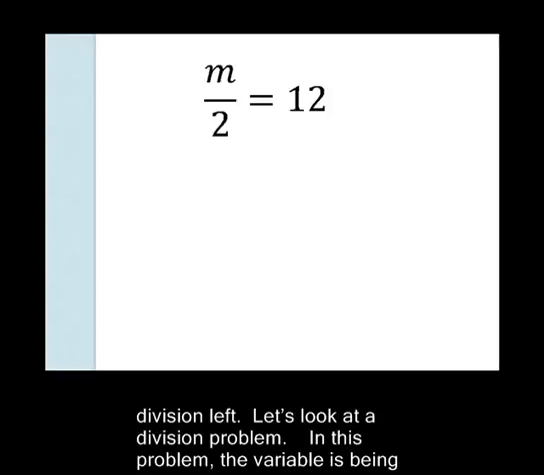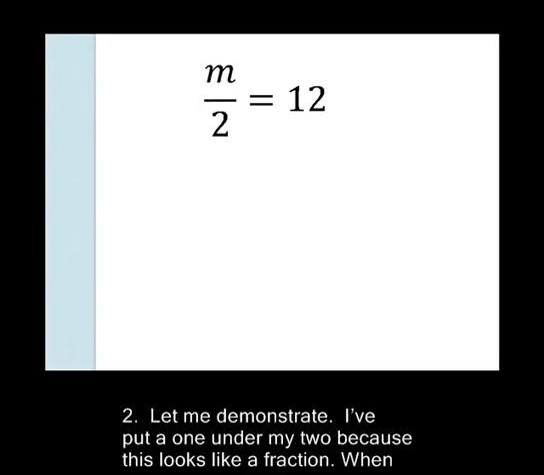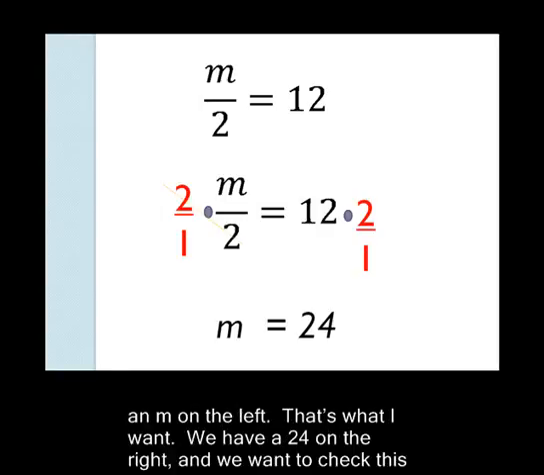In this problem, the variable is being divided by 2. The opposite of division is multiplication, so we will multiply both sides by 2. Let me demonstrate. I've put a 1 under my 2 because this looks like a fraction. When we multiply fractions, we can cross-cancel. That's what I've done here. That leaves me with an m on the left, and that's what I want. We have a 24 on the right, and that would be our answer.